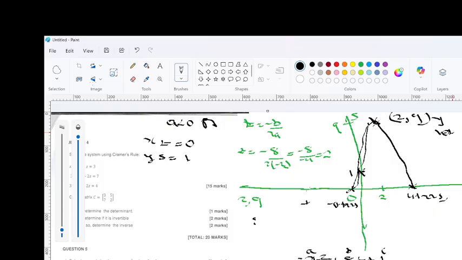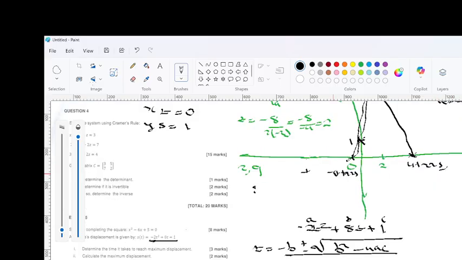The vertex and the intercepts. So that is the intercept part that we have: negative 0.1225 comma 0, and 4.1225 comma 0. Okay, and we end here. So this is how we solve question 4, Roman numeral 4.